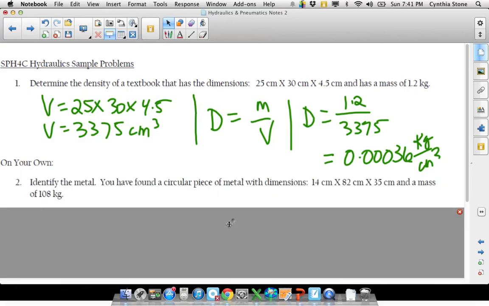Oh, this is an identify the metal. So you're going to find the density, and then I want you to use the internet to look up a table of densities to determine what you think that metal is. You can do that now if you want to pause, or go ahead and watch the rest of the video first.